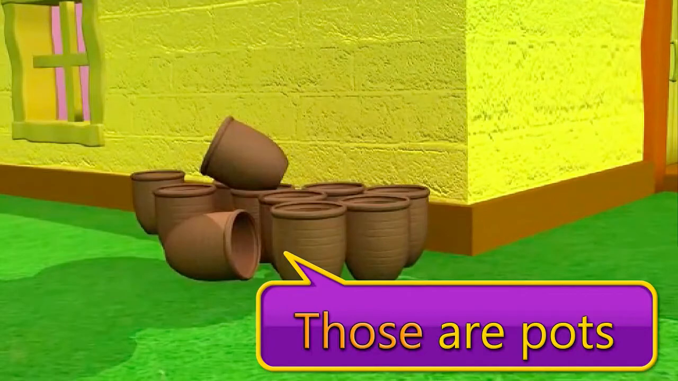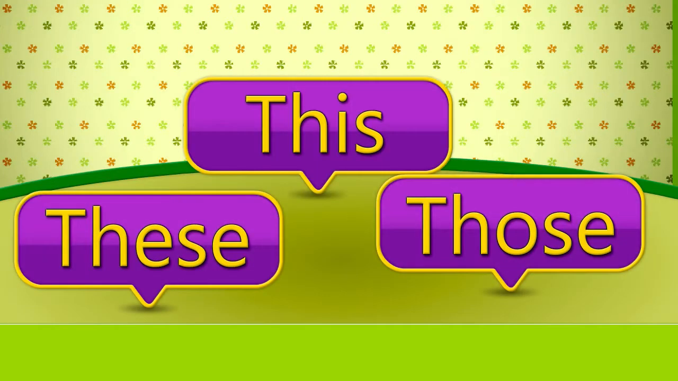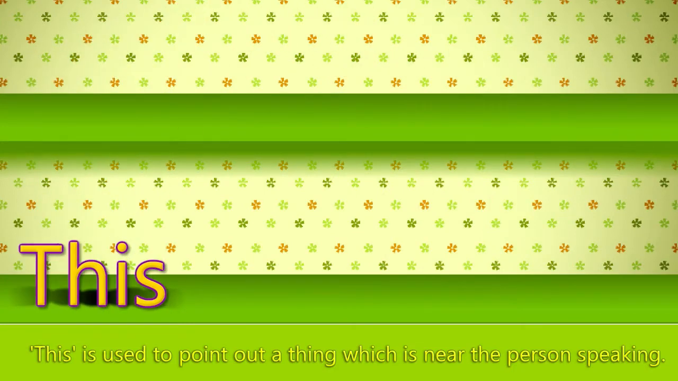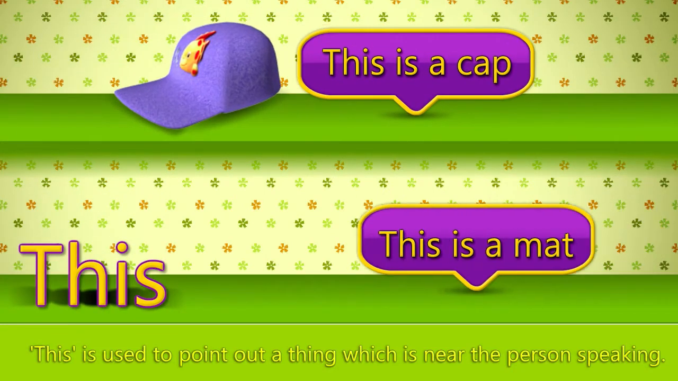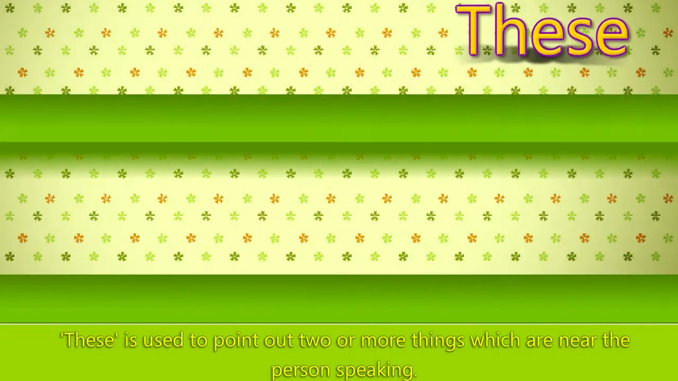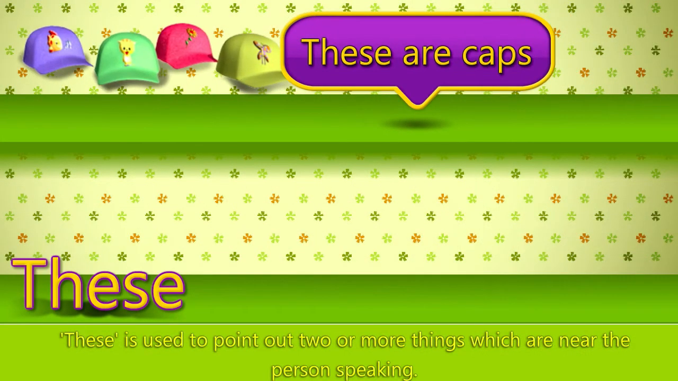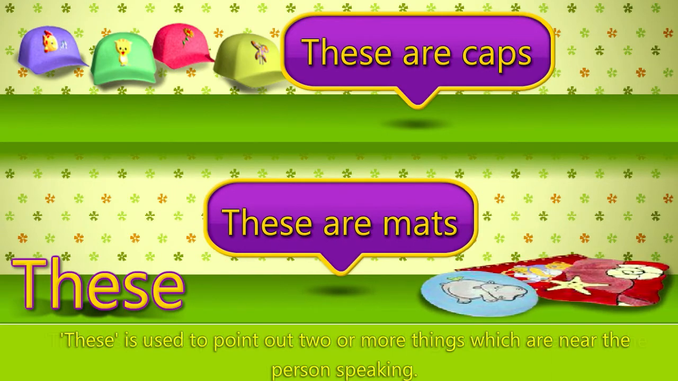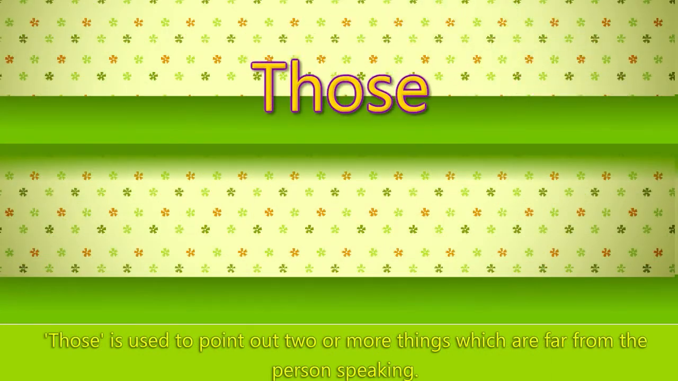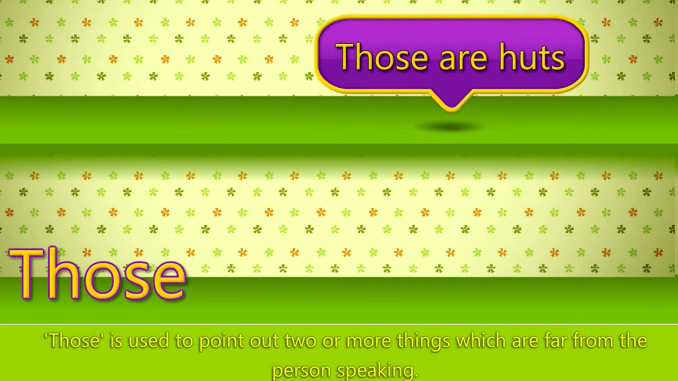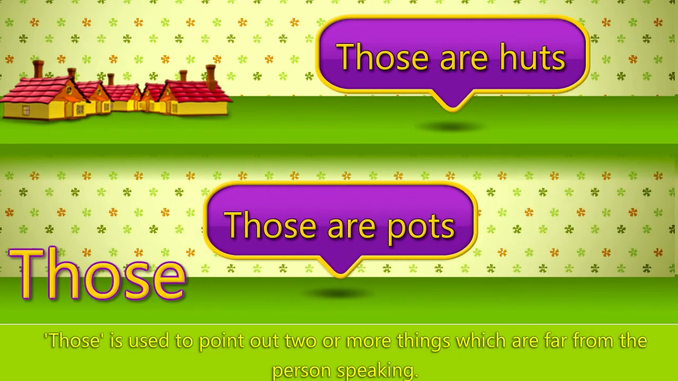the person speaking. In this module, you have learnt that this is used to point out a thing which is near the person speaking. These is used to point out two or more things which are near the person speaking. Those is used to point out two or more things which are far from the person speaking.